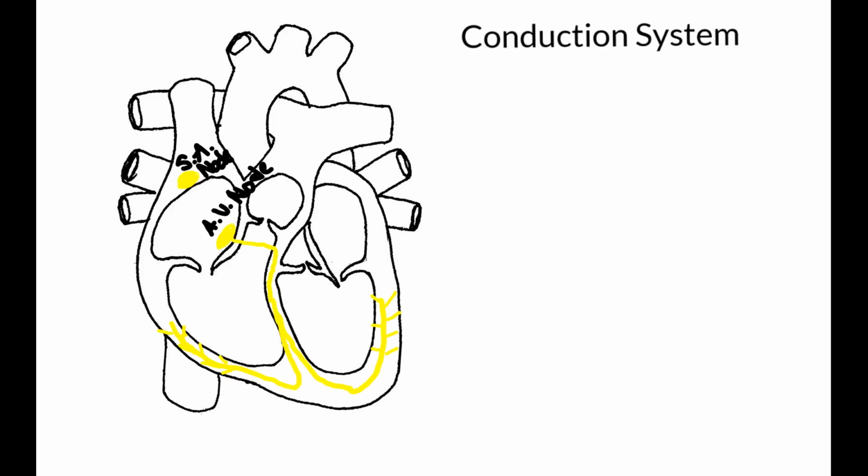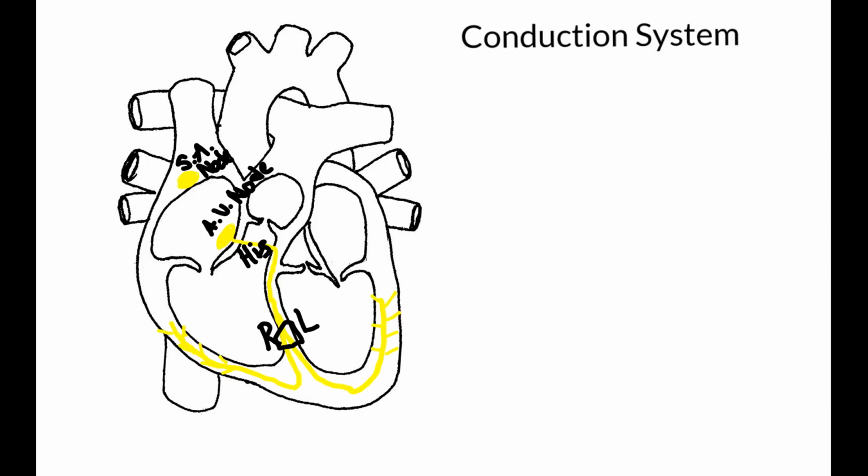So the AV node branches off into this section. This is known as the bundle of His, that is going to then separate into the right and left bundles here. So that's going to be your right bundle, and this is going to be your left bundle, and that's bundle of His, kind of like it sounds, his, not hers. And so the impulse goes and separates to the right and left sides.